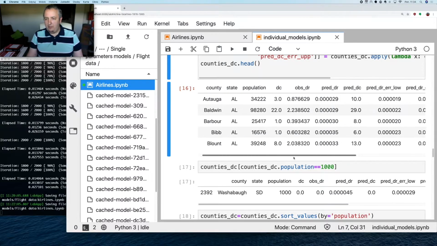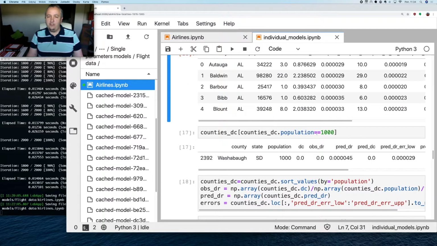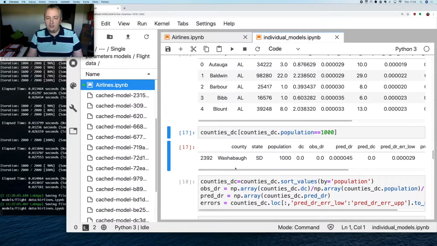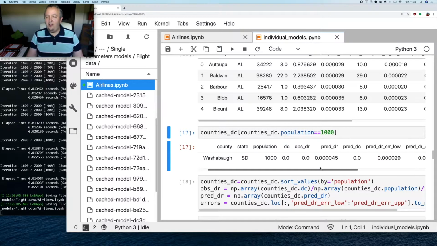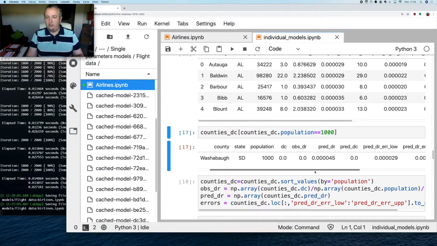So the data frame is appended by the right values of predicted errors, and for example, from our county from a population of 1,000 that we've sampled from initially in the prior predictive distribution is Washoe, San Diego. Not really sure. Maybe I should have left the full state names. Either way, what we are doing here is we have all the information.